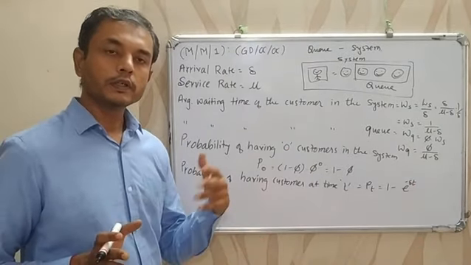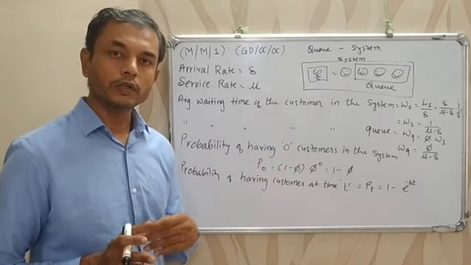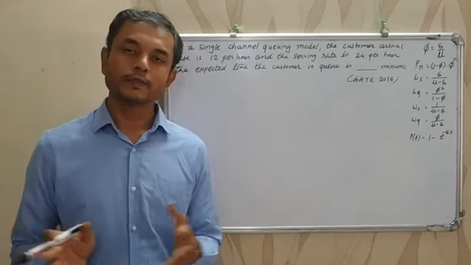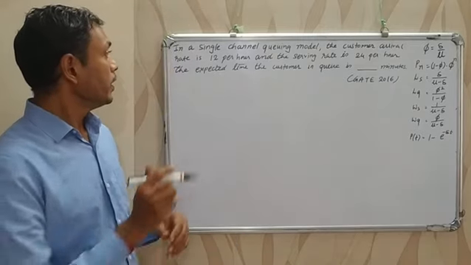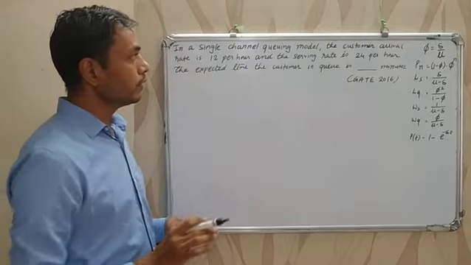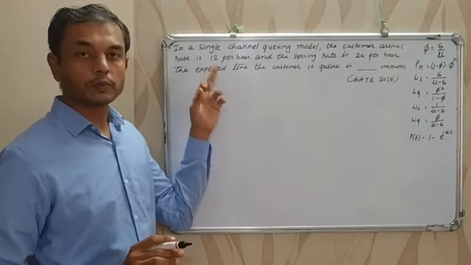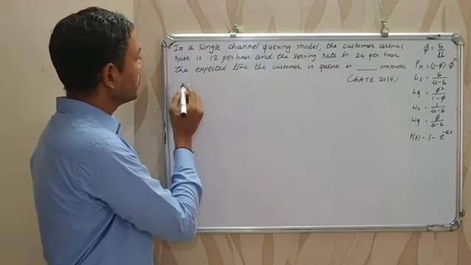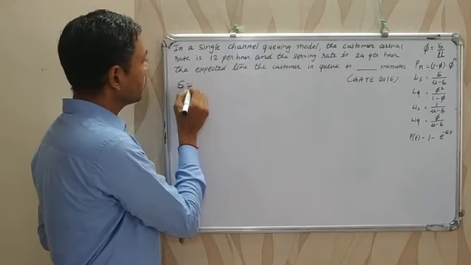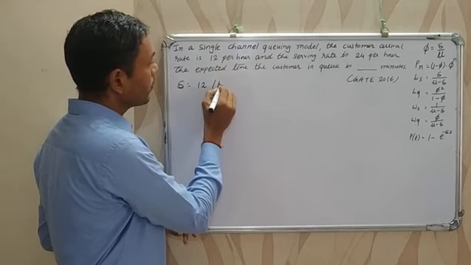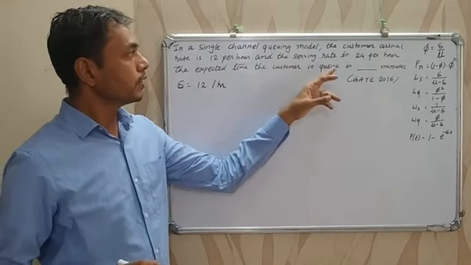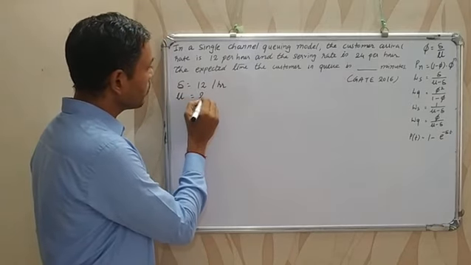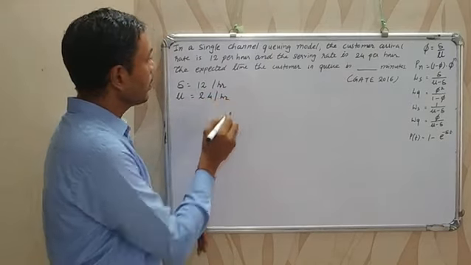Now we will discuss different examples asked in university as well as competitive exams. Let's discuss the first example. In a single channel queuing model, so it's the first model, the customer arrival rate is 12 per hour. So let's say delta is equal to 12 per hour, and the service rate is 24 per hour. So mu is 24 per hour.